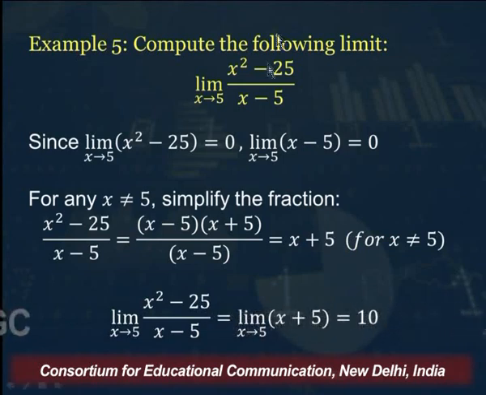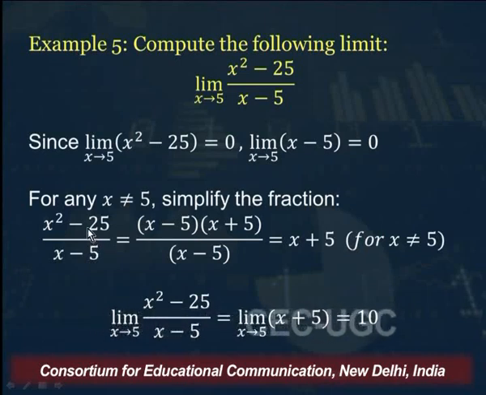We can manipulate this expression so as to be able to evaluate the limit. You can notice here that yes, the function is not defined at x equal to 5, because the fraction collapses to 0 by 0 form. However, if x is not equal to 5, do you notice here that x squared minus 25 will have a common factor, which is x minus 5? Because x squared minus 25 becomes 0, and x minus 5 also becomes 0 as x tends to 5. So there's a common factor.